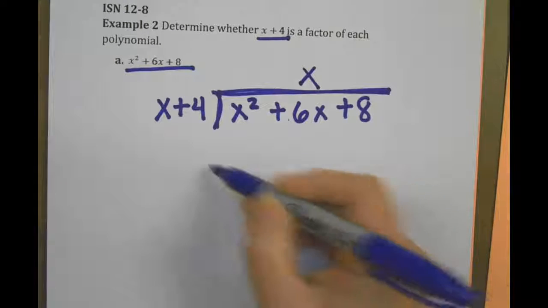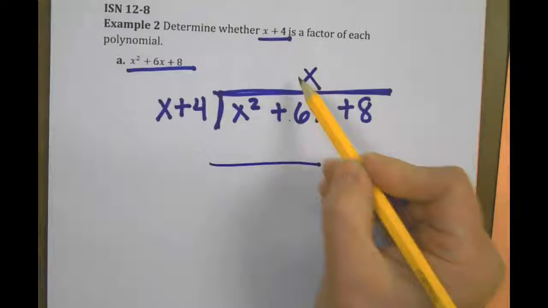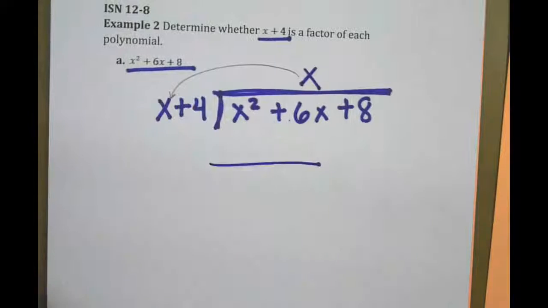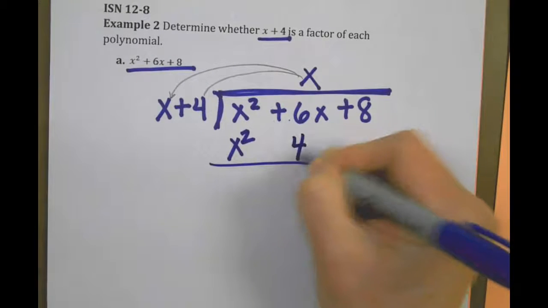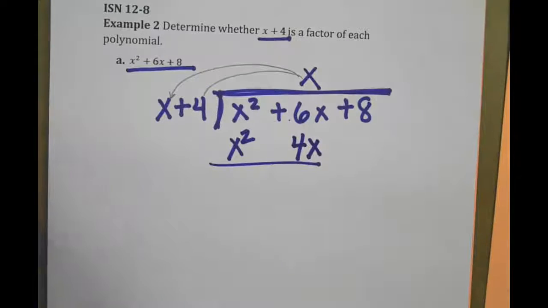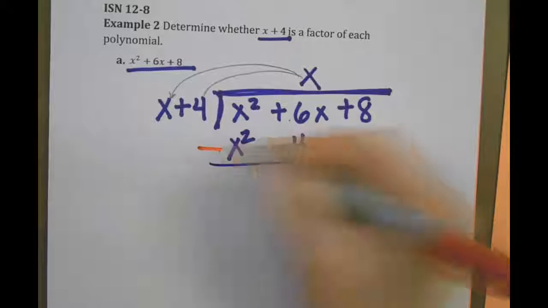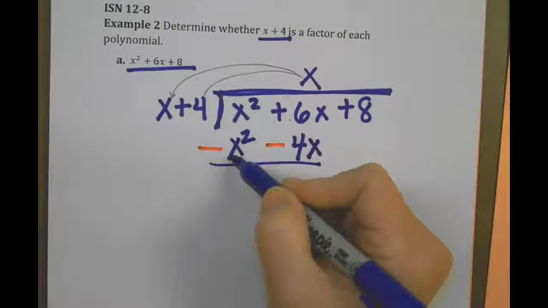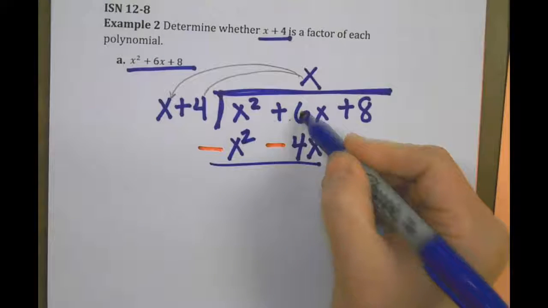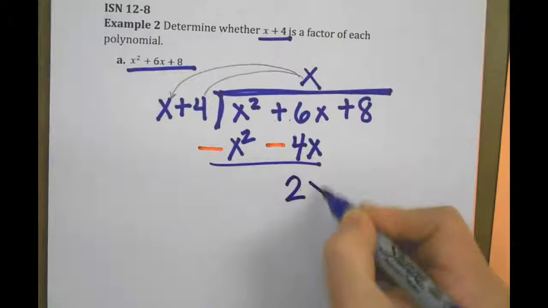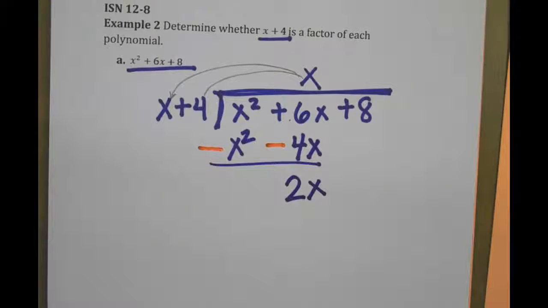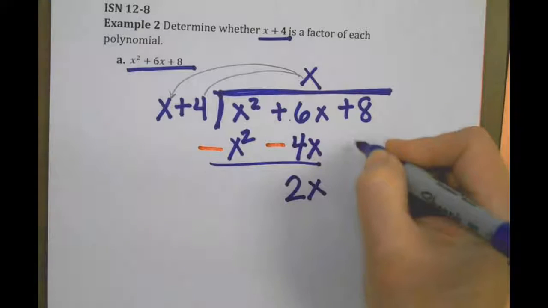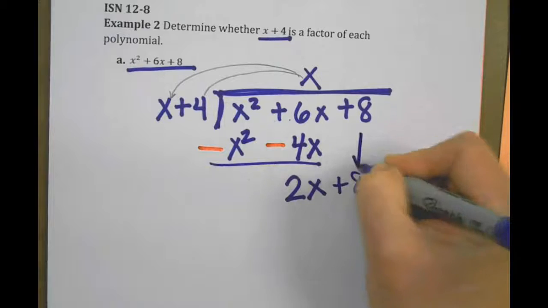So, the x multiplies by the x, and that's equal to x squared. The x multiplies by the 4, and that makes a 4x. And then you need to subtract, just like you did with whole numbers. X squared subtract x squared cancels out. 6 subtract 4 is 2x. Just like in your whole number division, you bring down the next term.